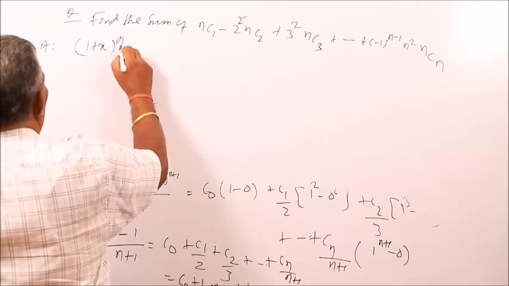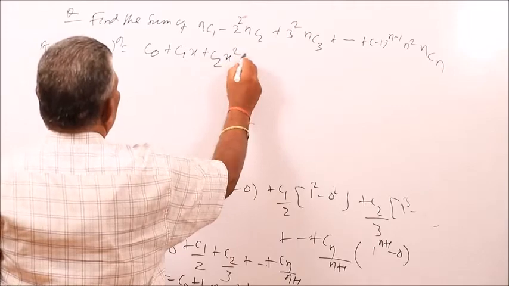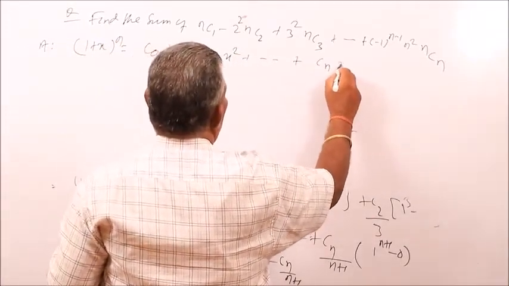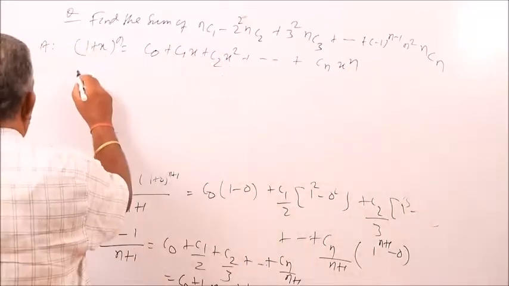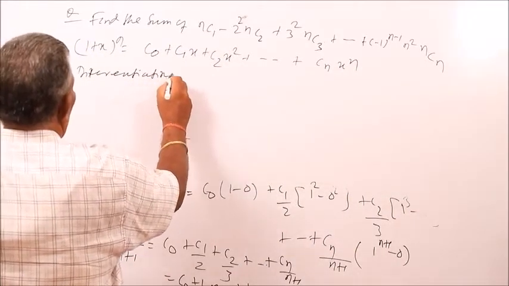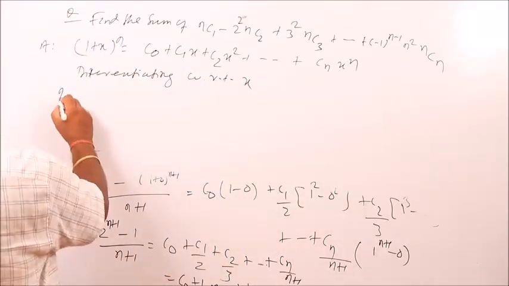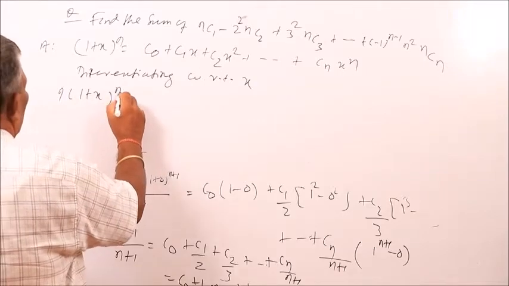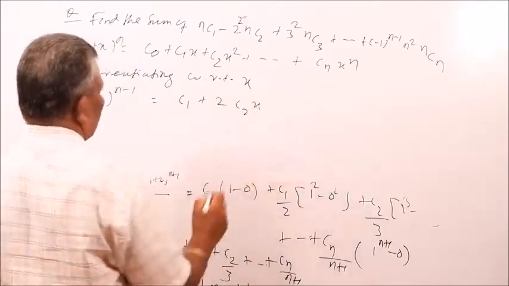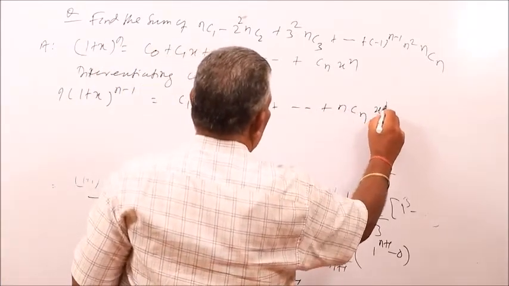(1 plus x) whole to the power n equals c0 plus c1x plus c2x square plus dot dot plus cnx^n. Differentiating with respect to x, what happens? n into (1 plus x) to the power n minus 1 equals c1 plus 2c2x plus dot dot plus n cn x to the power n minus 1.